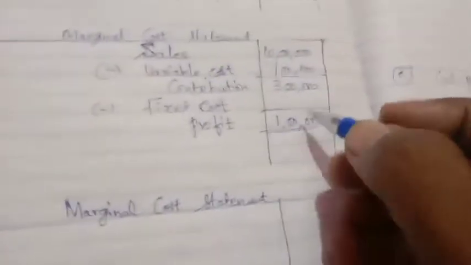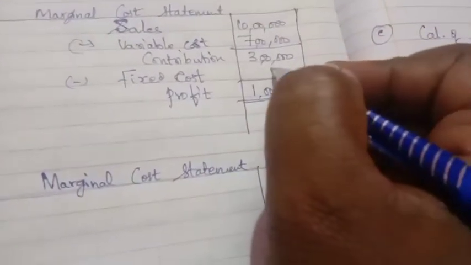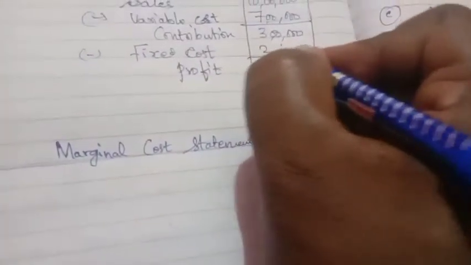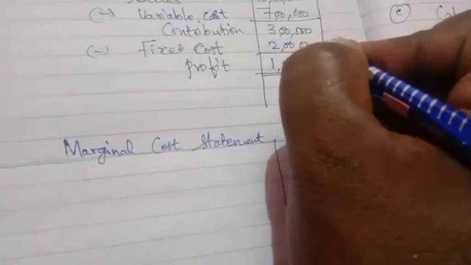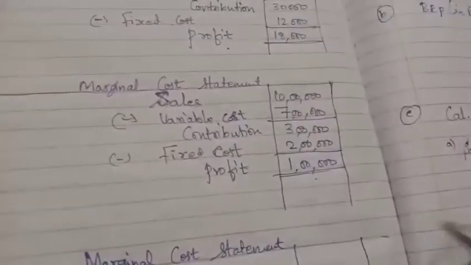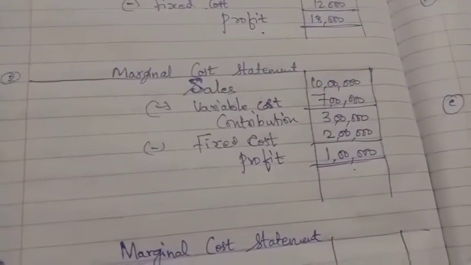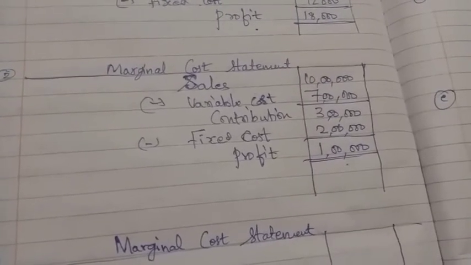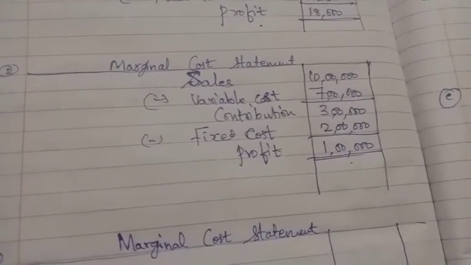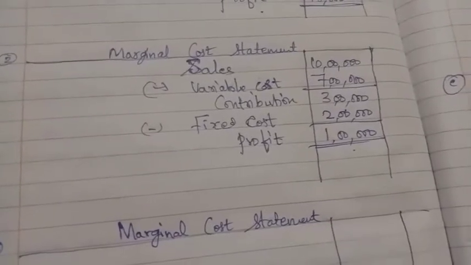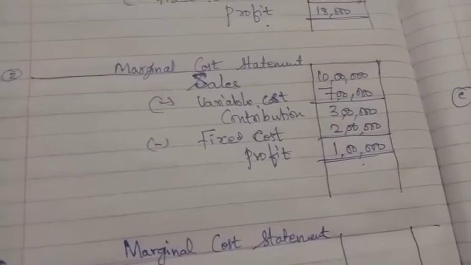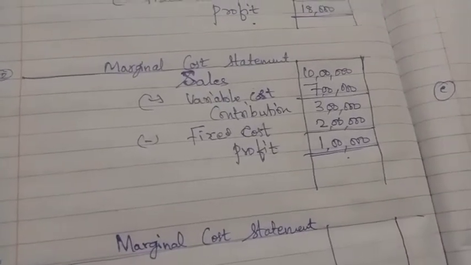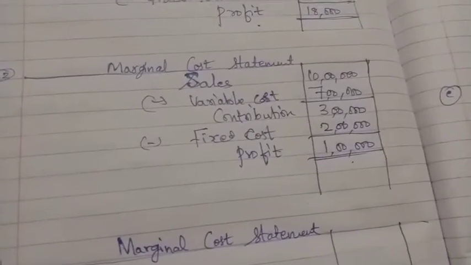Okay, so profit is 1 lakh, contribution is 3 lakh. The difference of 3 lakh and 1 lakh is 2 lakh. So fixed cost is 2 lakh. Fixed cost is not given, but they have given the profit. So contribution minus profit, you will get the fixed cost. We can change the formula as we require, whatever amount we require, we can change it.